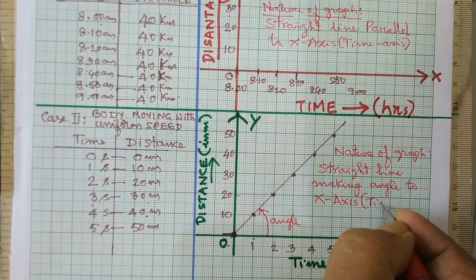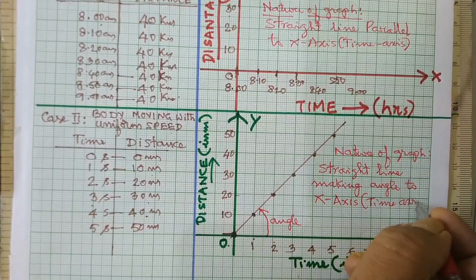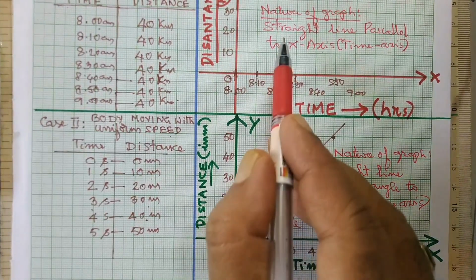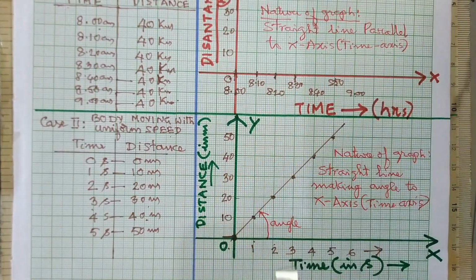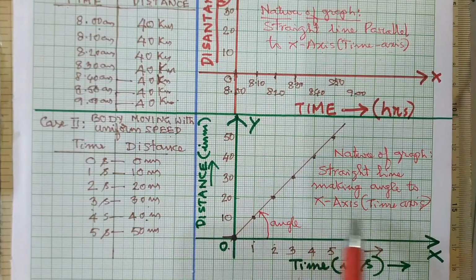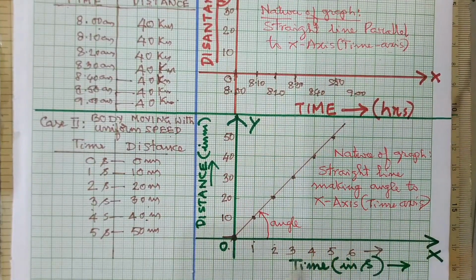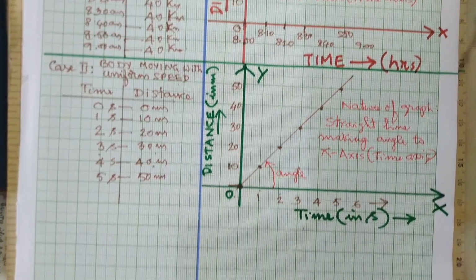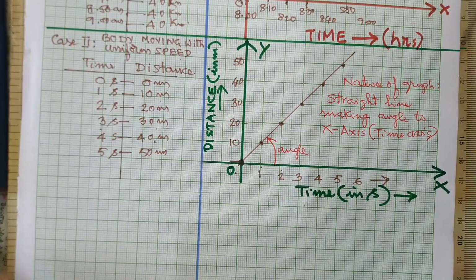X-axis is known as a time axis. I think you have seen the difference between these two things: a straight line parallel to the x-axis, and a straight line making an angle to the x-axis. Now, this third one I'll take up.